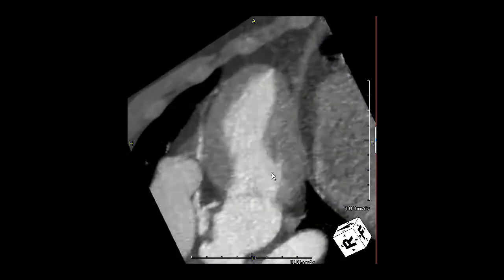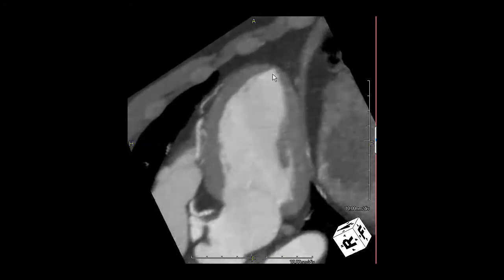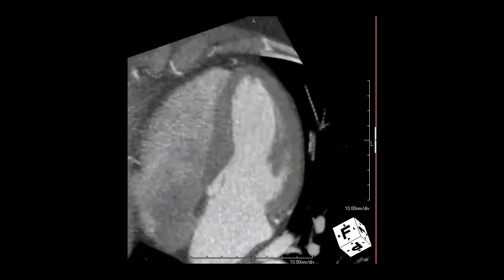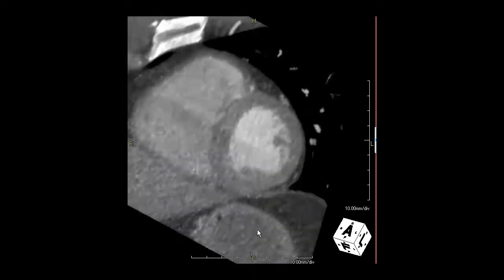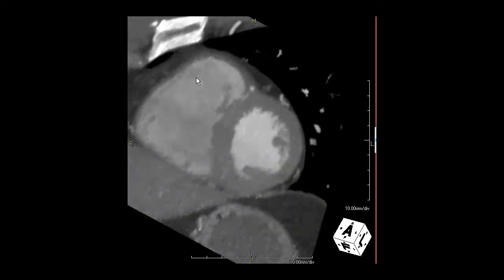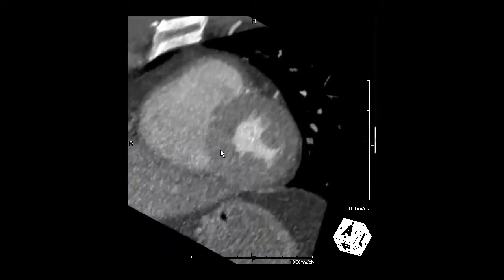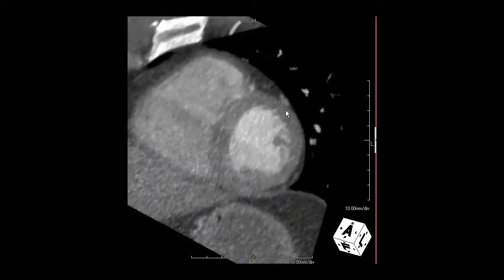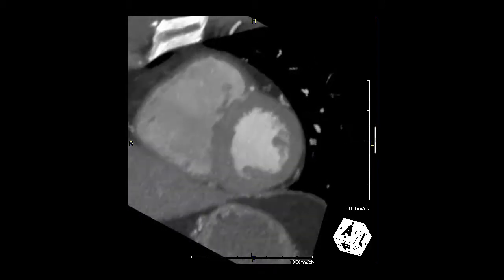Here is the vertical long axis view, demonstrating again excellent function in the anterior wall, apex, and inferior wall. Finally, we turn to the short axis view, demonstrating normal right ventricular function and size, as well as normal to hyperdynamic left ventricular systolic function, normal in the septum, anterior wall, lateral wall, and inferior wall.